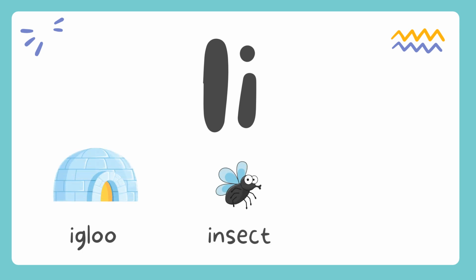Letter I. I is for igloo, insect, infant.